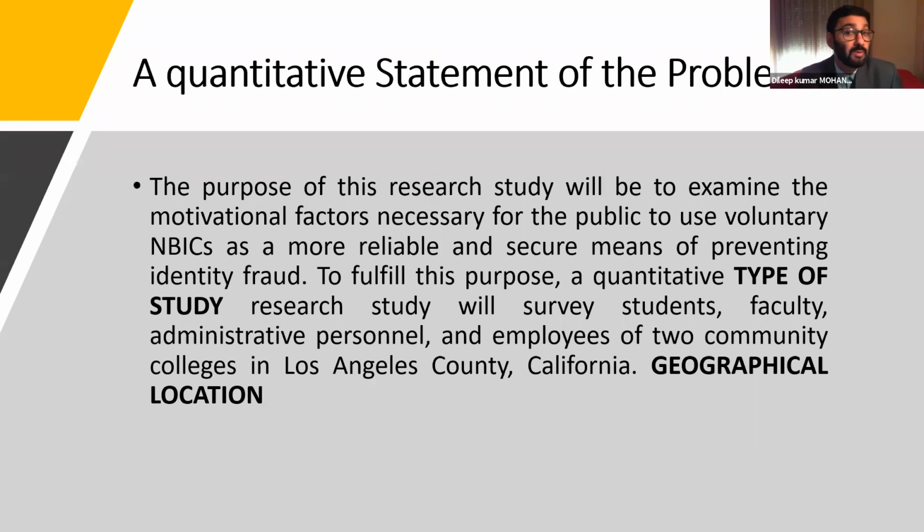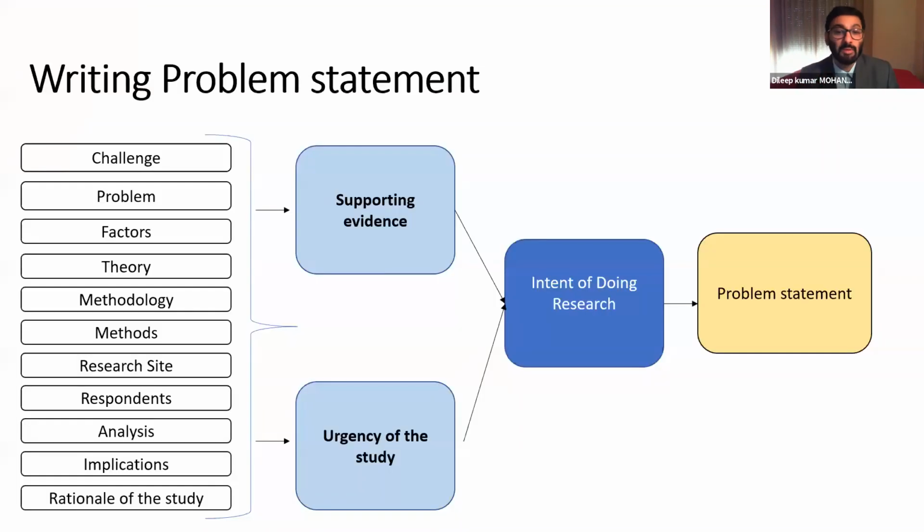To fulfill this purpose, a quantitative, so you're coming to methodology now. A quantitative type of study, surveying, you're going to go for analysis, the kind of questionnaire or instrument you're going to use, and where you're going, faculty and respondents, two community colleges, located in Los Angeles County, California. The geographical location, all these things need to be there in the problem statement.